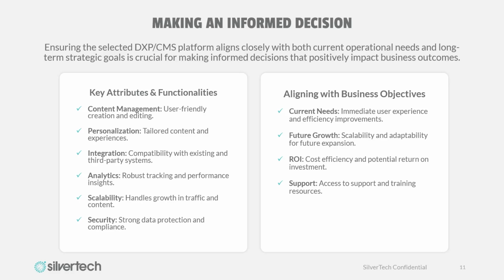So some reminders for key attributes and functionality to look for. The content management aspect. Is it user-friendly creation and editing of content? So a CMS stands for a content management system. It has to help you manage content. If it is difficult to create a page or it is difficult to modify content, over time, you're just not going to do it. Personalization.